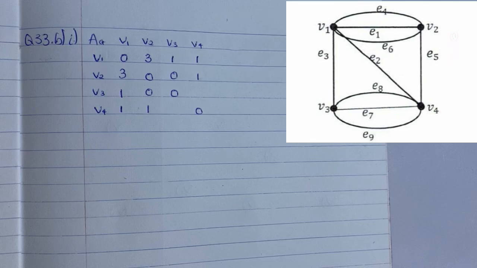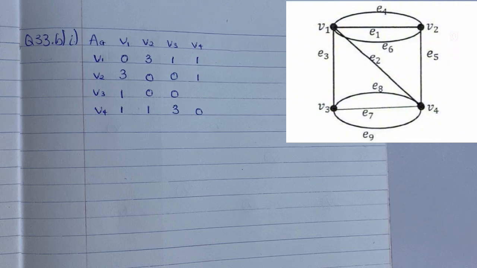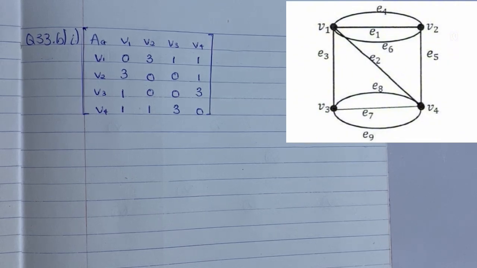For V4 and V3, there are 3 edges, E8, E7, and E9, so we write 3. For V3 and V4, we have 3 edges. Now our matrix is complete, so you can see it's symmetric about the main diagonal.